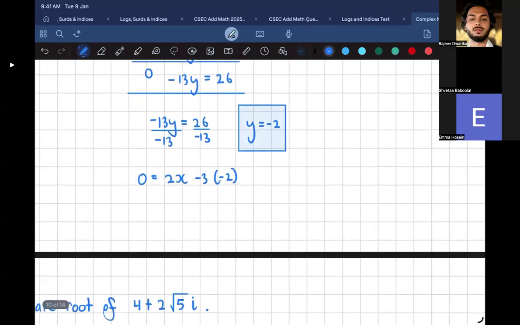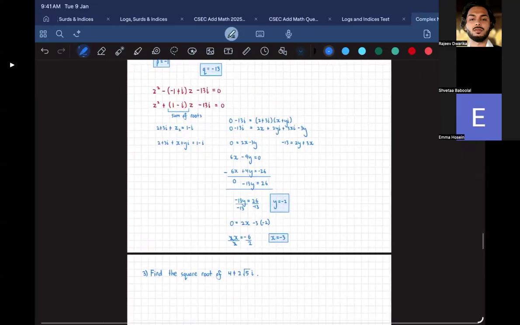And you would end up with this going to the plus 6. And when you move it across, you're going to the minus 6. So 2x is equal to minus 6. When you divide both sides by 2, it's going to turn to what? Minus 3. All right, so x is equal to minus 3.